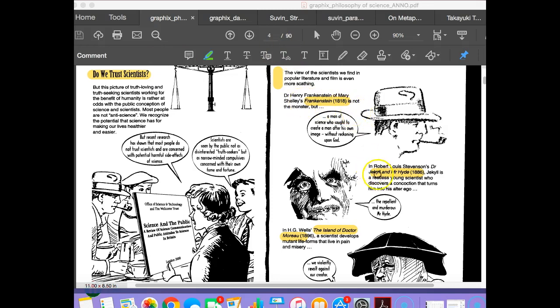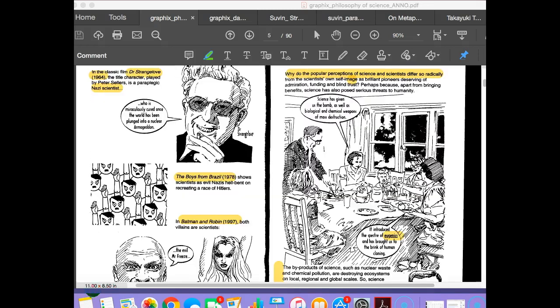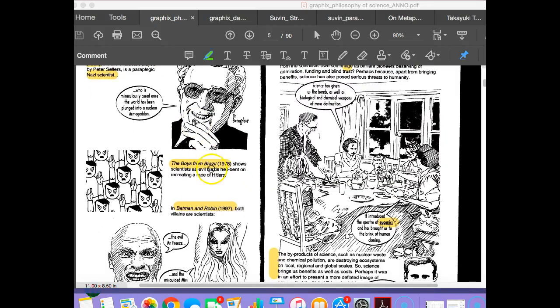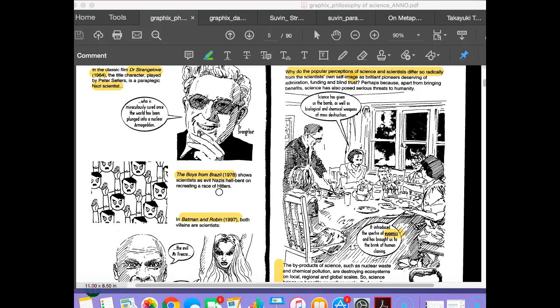So Frankenstein, Dr. Jekyll and Mr. Hyde, The Island of Dr. Moreau, Dr. Strangelove, The Boys from Brazil, right? So on the one hand, we tend to have a positive notion of science, an idealized version of science that comes through in our education systems. But in our popular culture, there seems to be this unconscious, or not conscious, critique of science, or a real distrust of science that goes on, okay?